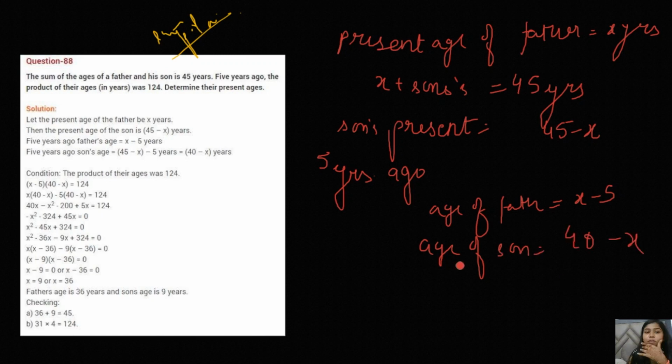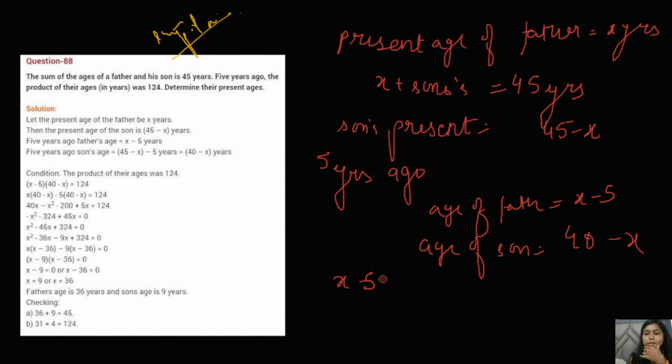Now determine their present ages. 5 years ago their product was 124. It means x minus 5 multiplied by 40 minus x equals 124. Right, this is what they say. Now you just have to solve this equation: 40x minus 200 minus x square plus 5x equals 124. So you will get x square minus 45x plus 324 as the equation. This is the equation we are getting, and we can just solve it.